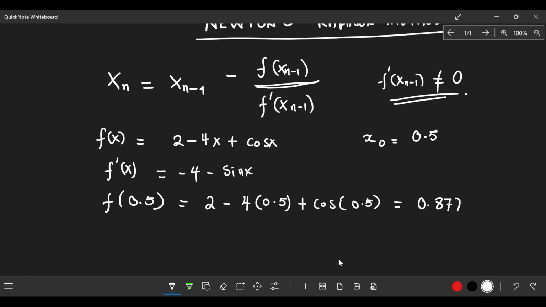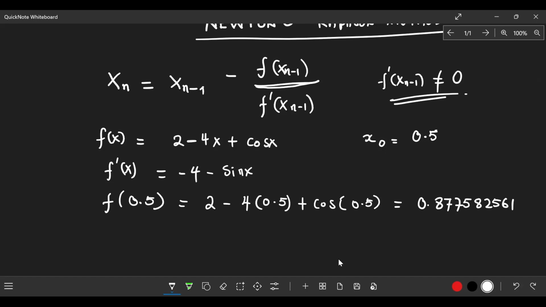0.877, what? 58, 25, 61. So it's very important to write the whole value, right? Because remember, there's that issue of error. A very small change will have a very big effect.